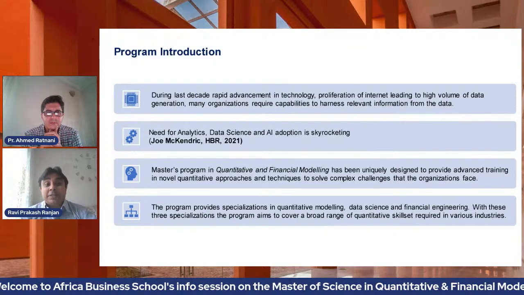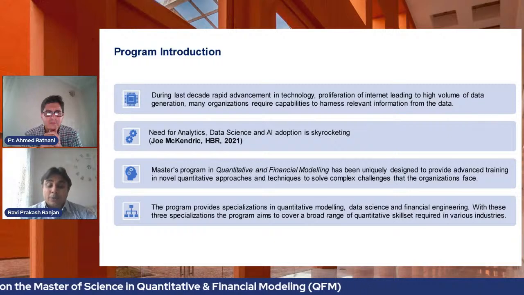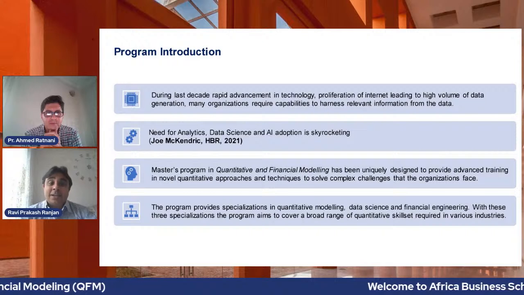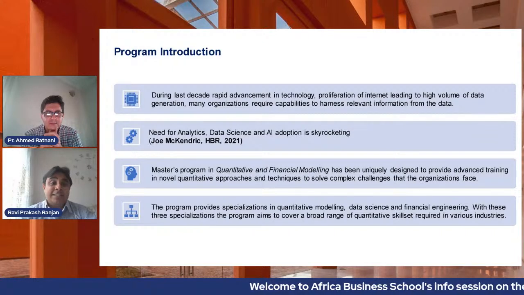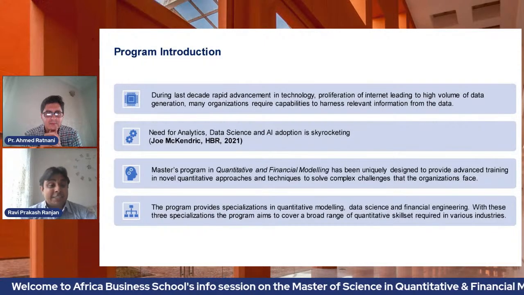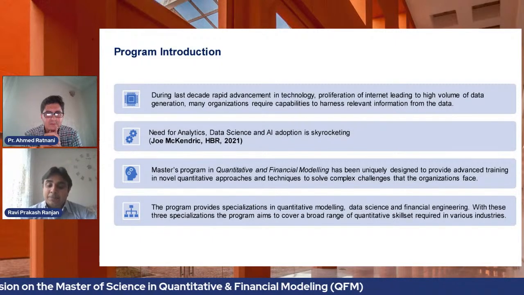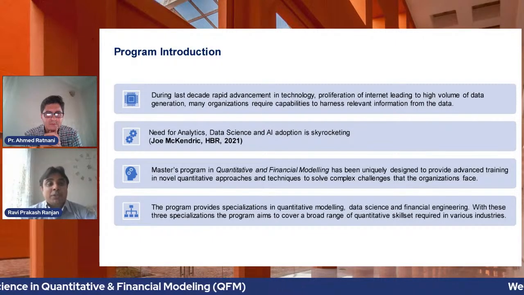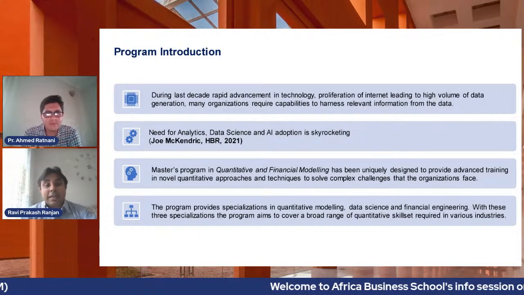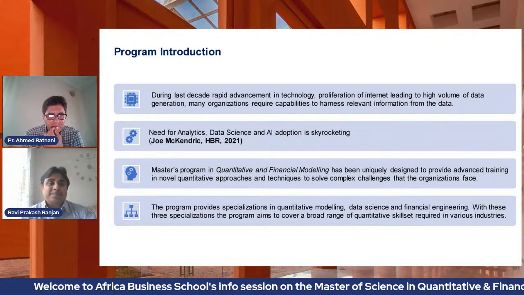During the crisis, we observed several disruptions. Companies faced cash flow disruptions. How do companies decide what is a good strategy to recover from those disruptions? And all of these require a data-driven approach. A recent article in Harvard Business Review suggests that there is a need for analytics, data science, and AI adoption, and the increase is not linear; it's exponential. It's skyrocketing. So in this program, we try to help students build these capabilities so that in future they can be industry leaders, responsible leaders. And my colleague Ahmad will give you more on motivation and details.